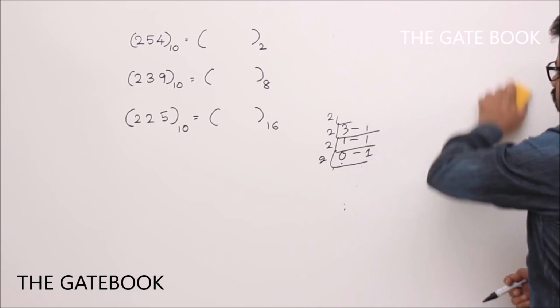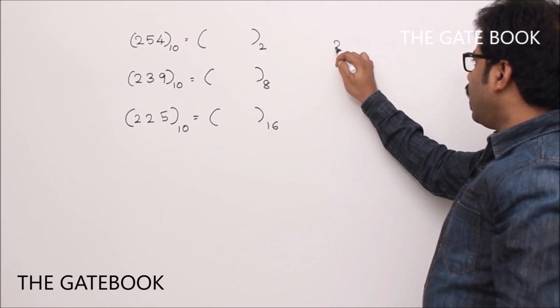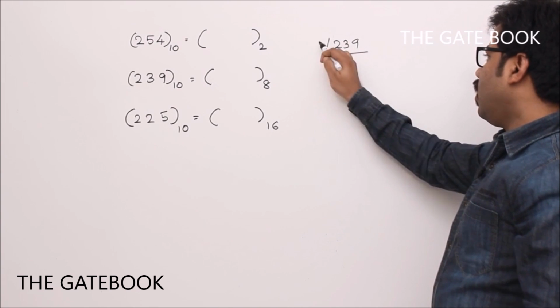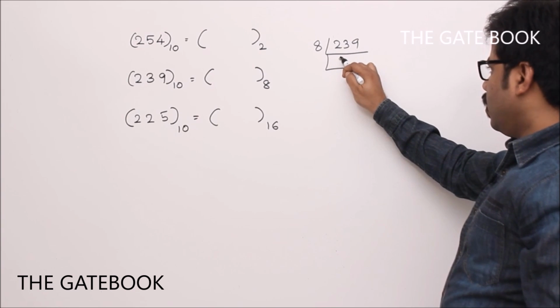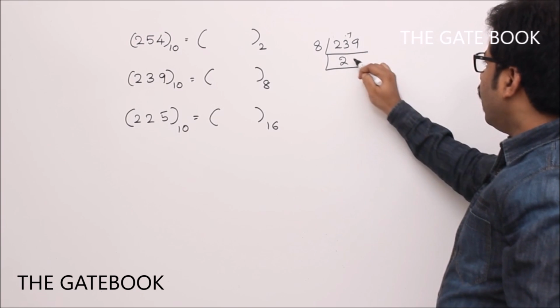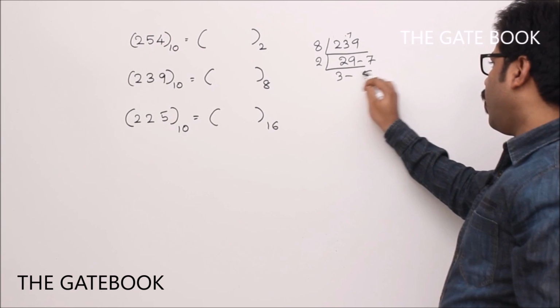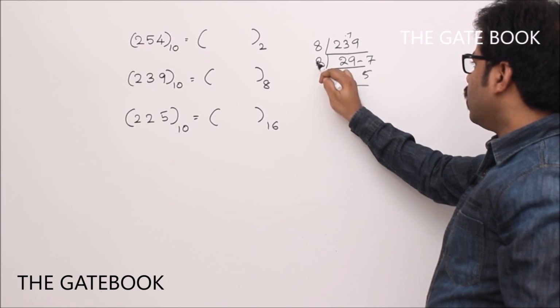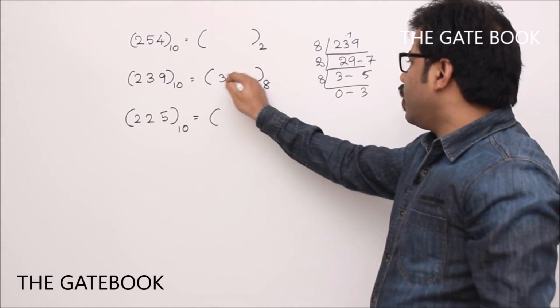decimal to octal. The procedure is same. This time you have to divide the 239 by 8. Then collect all the remainders. 8 2s are 16, then 7, 79, 8 9s are 72, remainder 7, 8 3s are 24, remainder 5, 8 0 is 0, then remainder 3. It would be 357 base 8.